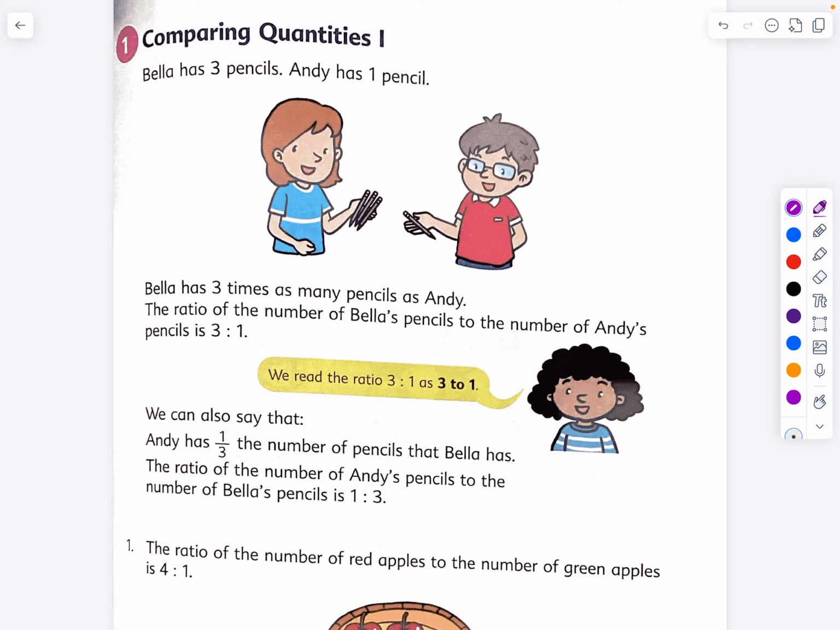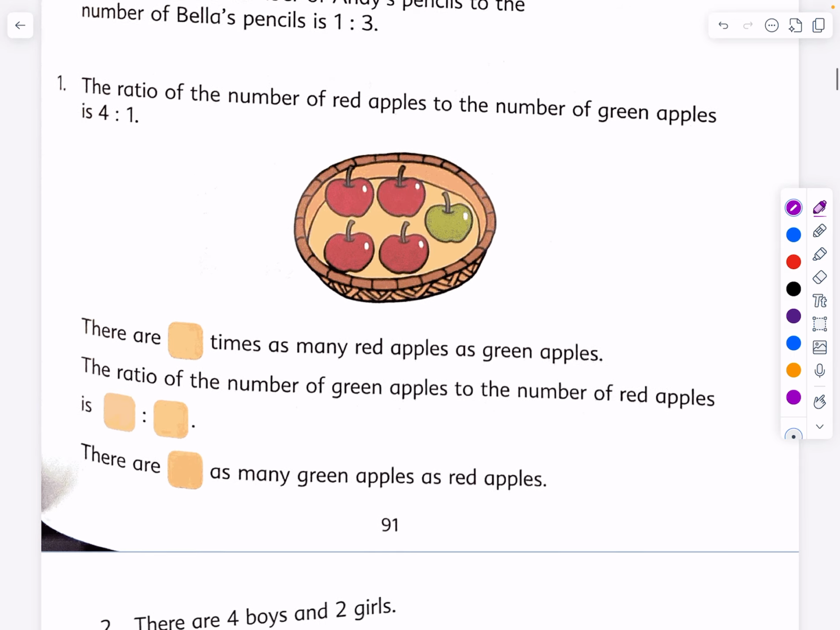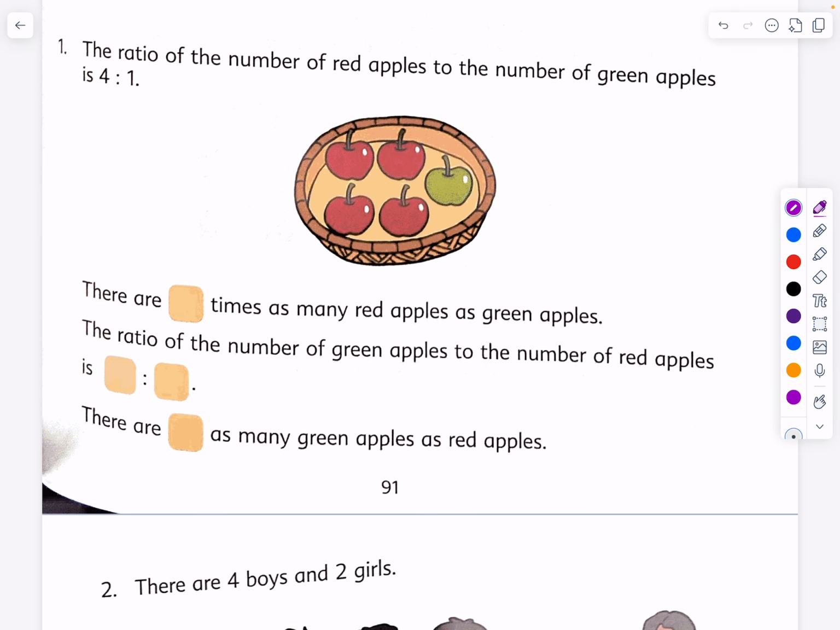We continue to use ratios in order to compare quantities. We're going to work with very, very small numbers just to get used to the ratios. I'm on page 91 in our textbooks. Let's read a word problem.